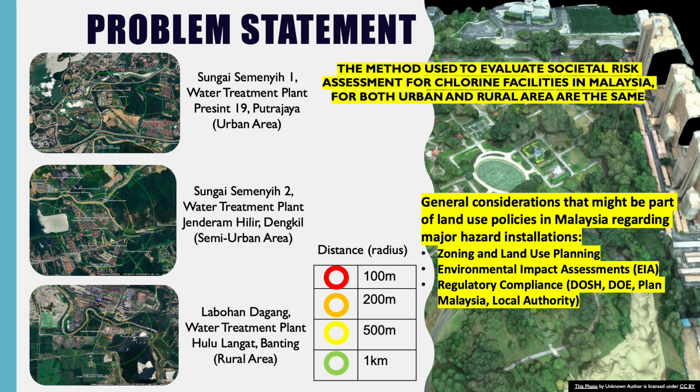The yellow one is a 500 meter, and the green one is 1 kilometer distant from the sources, from the water treatment plant to the surrounding area. Okay. Then general considerations that might be part of land use policies in Malaysia regarding major hazard installation, which is zoning and land use planning, environmental impact assessment (EIA), regulatory compliance (DOE), Plan Malaysia and local authority.